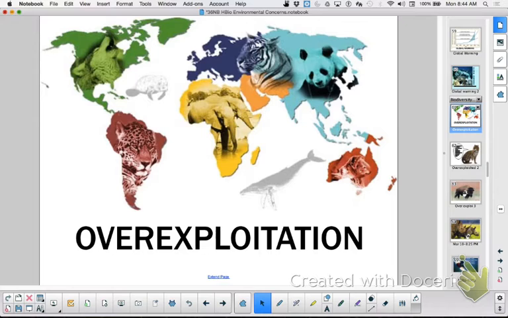So could Slate, before I say a word about it, before you even look at your notes, what do you think it means to overexploit something? Just logically, tell them what you think it means.